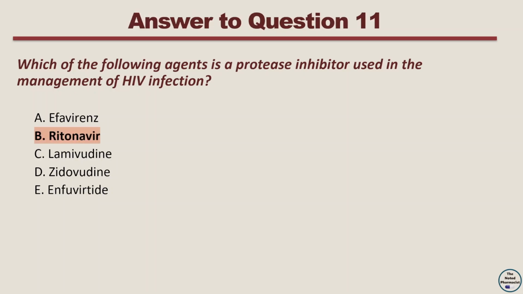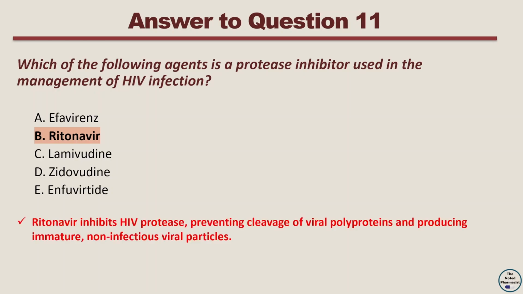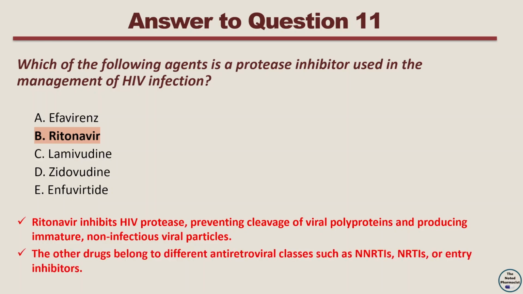The correct answer is option B, ritonavir. This is because ritonavir inhibits HIV protease, preventing cleavage of viral polyproteins and producing immature, non-infectious viral particles. The other drugs belong to different antiretroviral classes such as NNRTIs, NRTIs, or entry inhibitors.